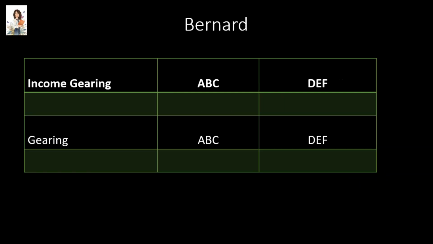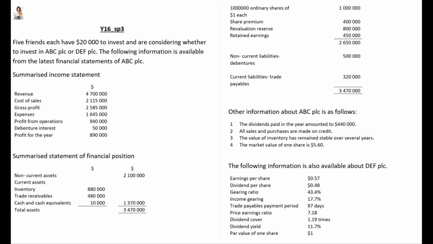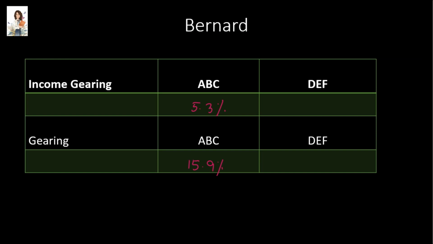We have seen that the income gearing ratio for ABC PLC is 5.3%. Gearing ratio for ABC PLC is 15.9%. Let us see the ratios of income gearing and gearing for DEF PLC. Income gearing ratio of DEF PLC is 17.7% and gearing ratio of DEF PLC is 43.4%. We'll write the figures in the respective columns.